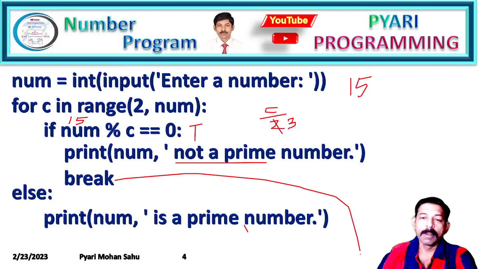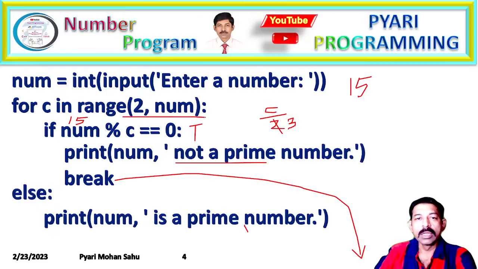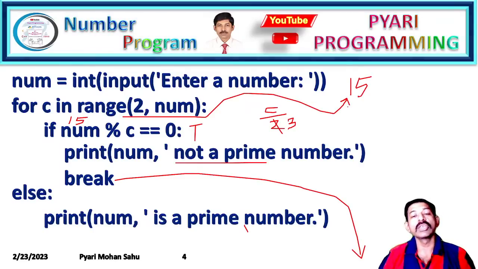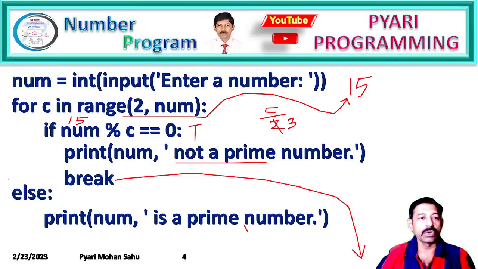But ये सक्सेसफुली लूप कंप्लीट नहीं हो रहा है. सक्सेसफुली लूप कंप्लीट होने के लिए मुझे कहां तक रीच करना था? 15 तक रीच करना था. बट ये 15 तक रीच नहीं कर रहा है, इसीलिए एल्स पार्ट आपका एग्जीक्यूट नहीं होगा.